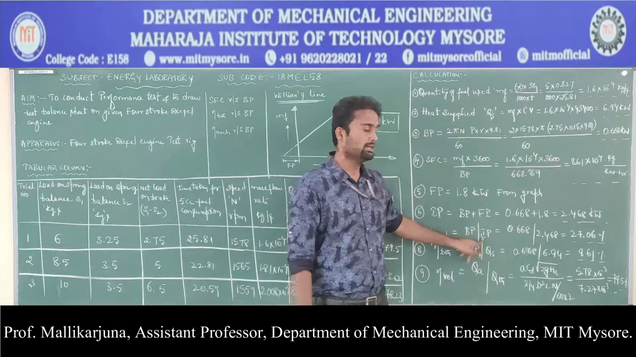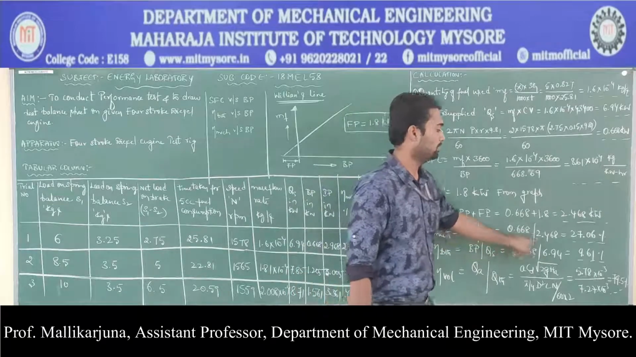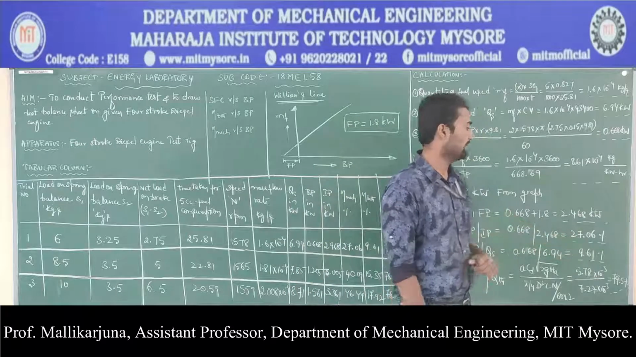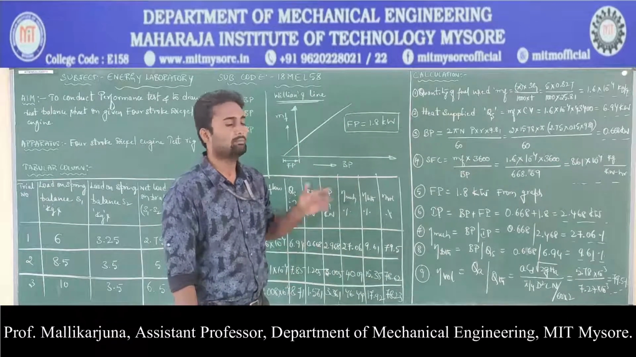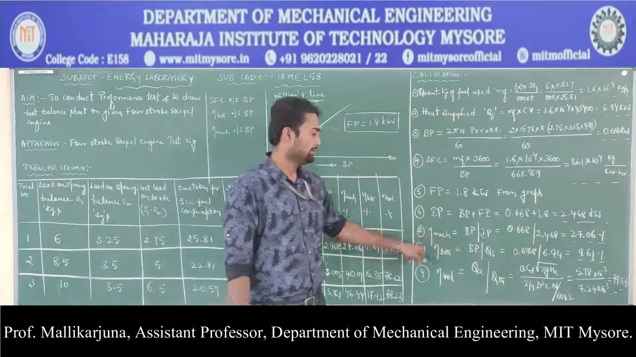So BP divided by IP. We have got both the values. Upon substitution, our mechanical efficiency becomes 27.06% at that particular speed.